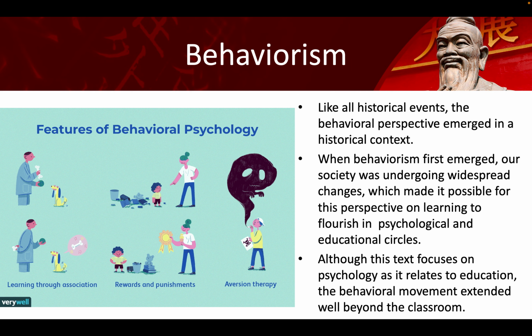When behaviorism first emerged, our society was undergoing widespread changes, which made it possible for this perspective on learning to flourish in psychological and educational circles. They had huge influxes of students coming in, immigrant children coming in. Many of these families were very large, 10, 12 kids in the family, 16, 18. It wasn't unheard of because there was no birth control. Birth control was against the law in the United States, as weird as that may seem.